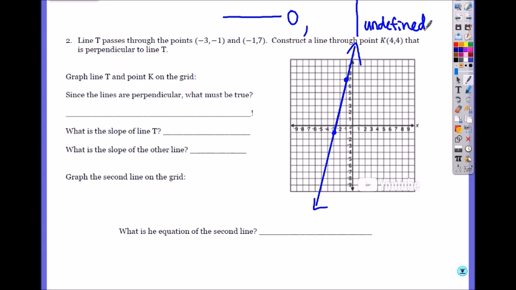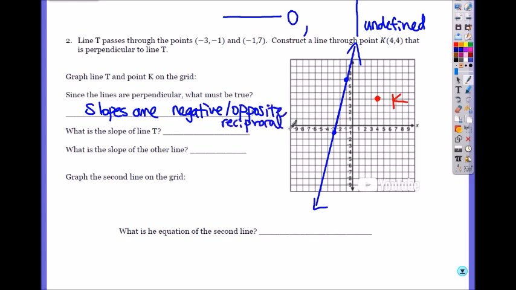So now there's a point K, (4, ?), that is perpendicular to line T, and the line goes through K. So now what do you need to do? You have to find the slope that is perpendicular to this line. So what is the slope of the first line? Since the lines are perpendicular, what must be true? Slopes are negative, meaning opposite, and reciprocal, meaning flip top and bottom.